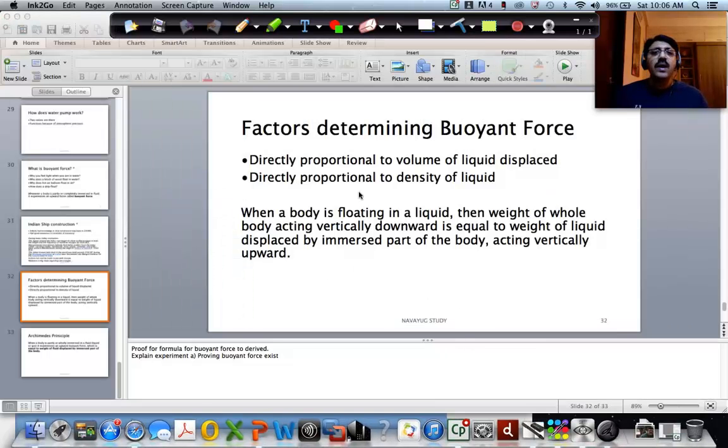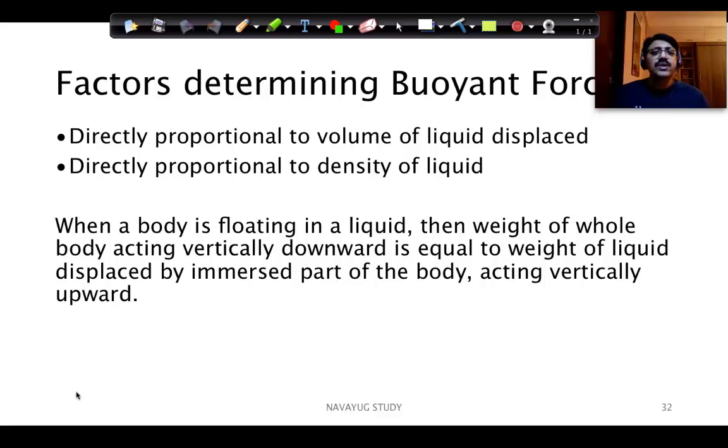Now, we've seen that the buoyant force is directly proportional to the volume of the liquid displaced and directly proportional to the density of the liquid displaced, right? And of course, why? Because it's the weight of the liquid displaced. Weight is nothing but volume of the liquid into the density of the liquid into g, right? So that's what it is.